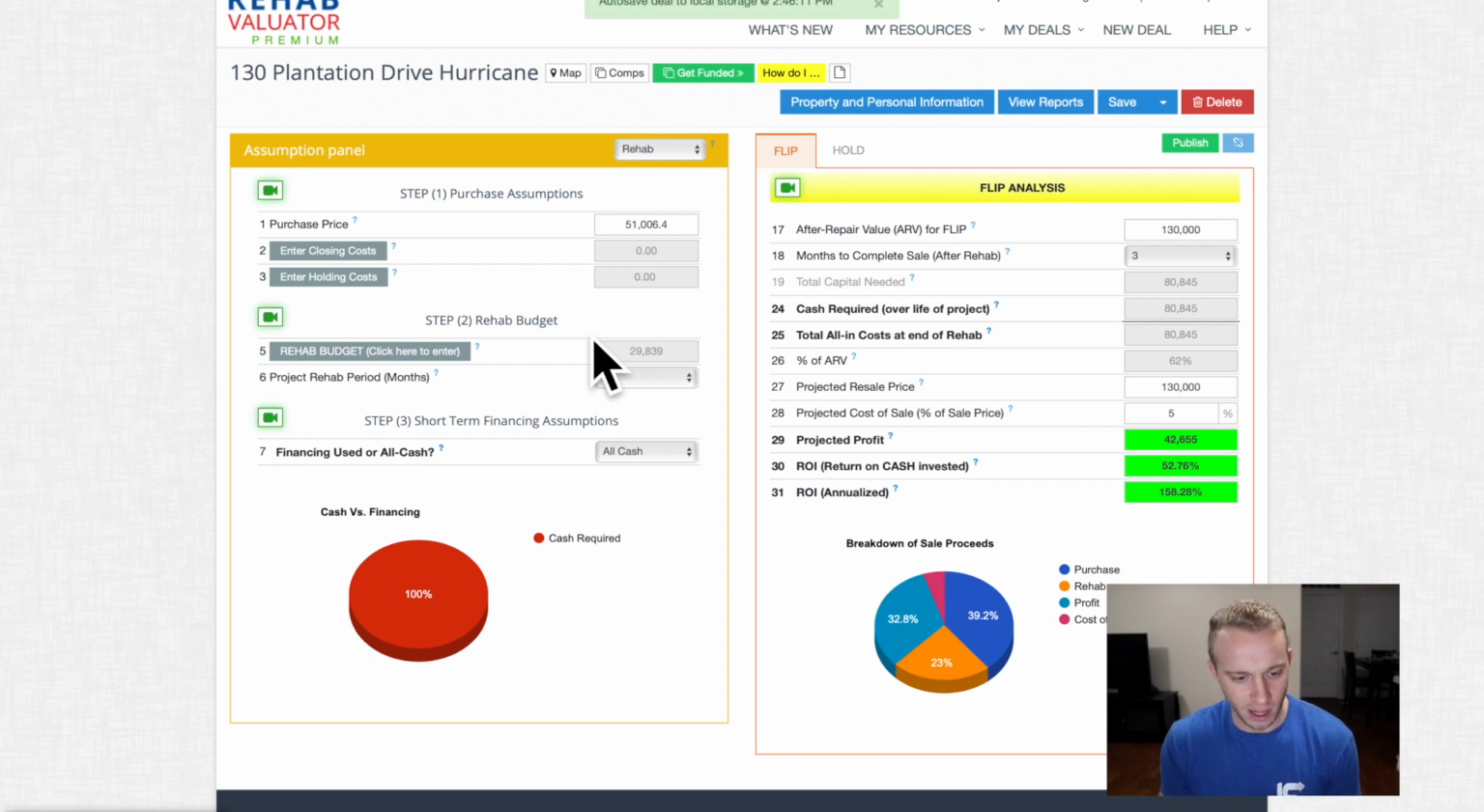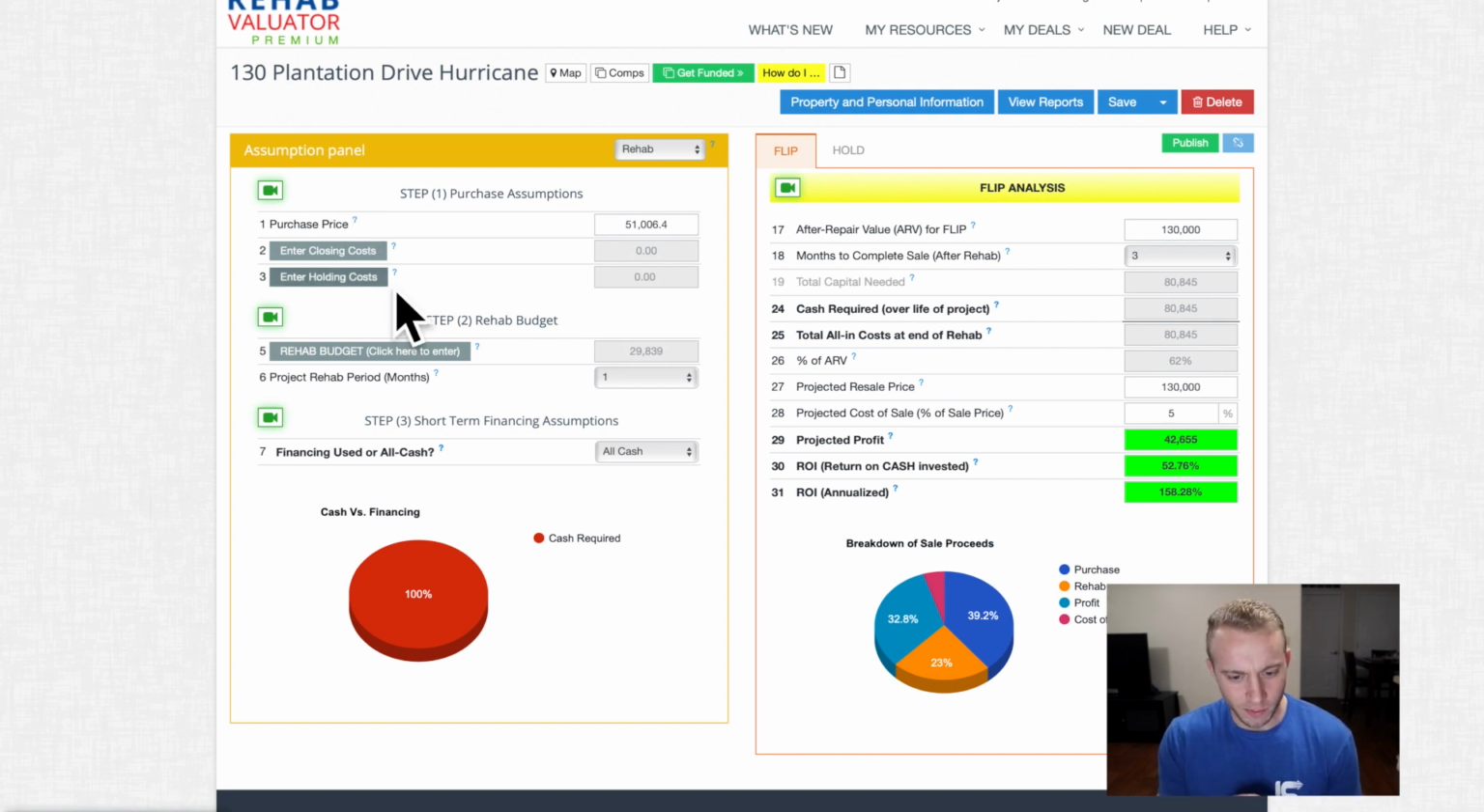So first over here to the left is your assumption panel, and you can choose up here if this is a rehab or new construction. Ours are almost always rehab. We've only done a few new construction. My partners did 2 townhouses when I arrived, so they were almost finished up when I got here. But other than that, all of our properties have been rehabs.